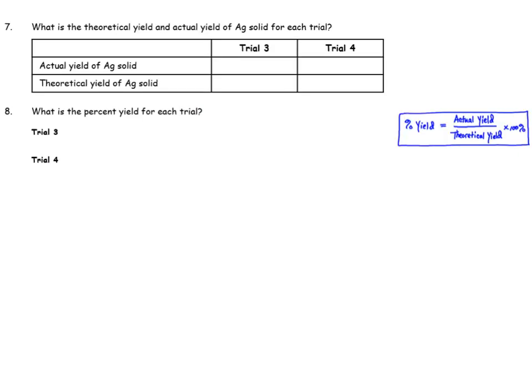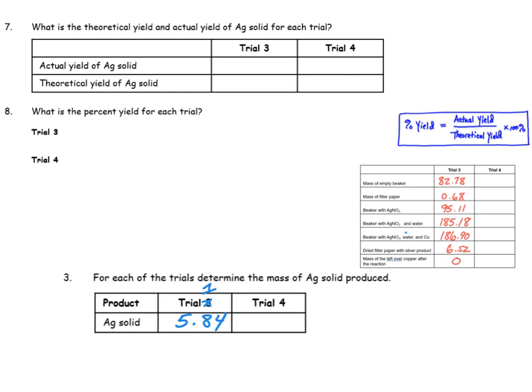What is the theoretical yield and the actual yield of silver for each trial? Now, for trial number 1, the theoretical yield is going to be whatever answer is smaller for number 4 or number 5. The actual yield we calculated in question number 3 using your data. The mass of the actual yield of silver we calculated in number 3. So for this case, 5.84. And the theoretical is the smaller of answer number 4 or 5.